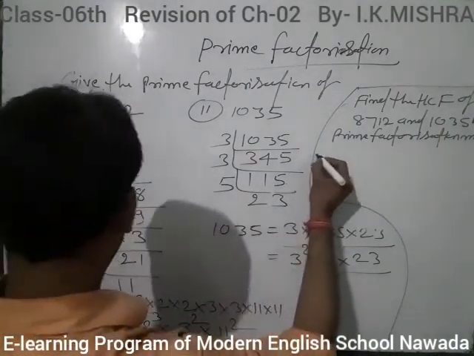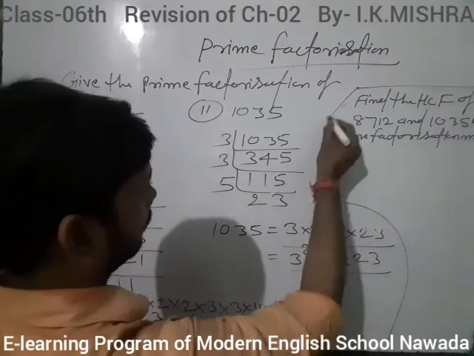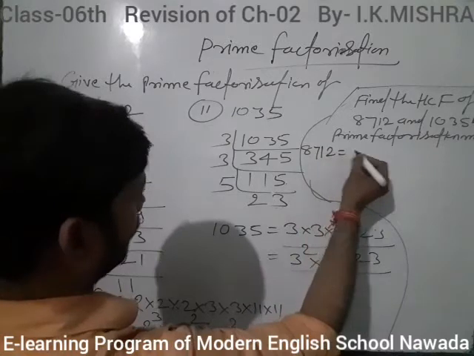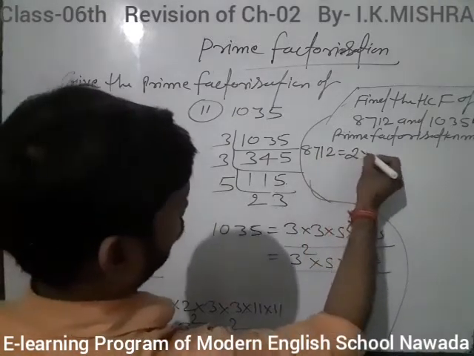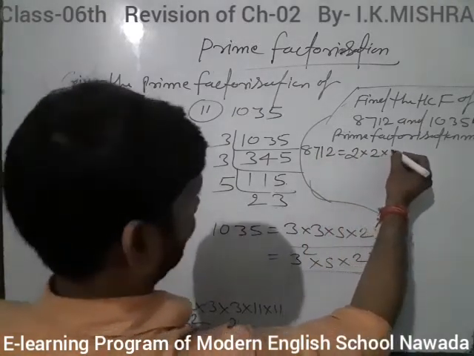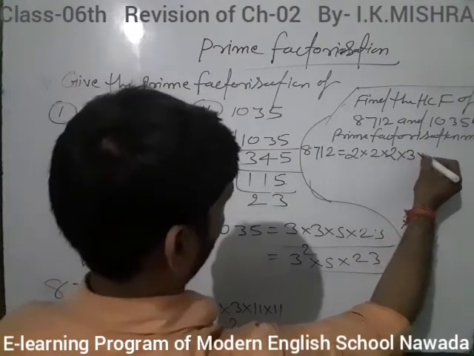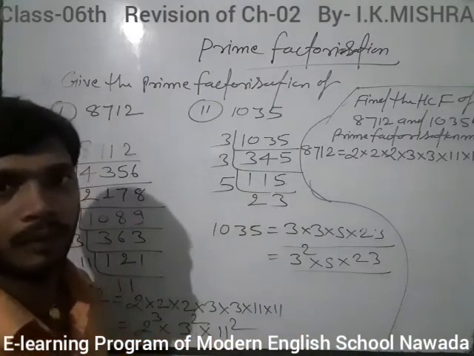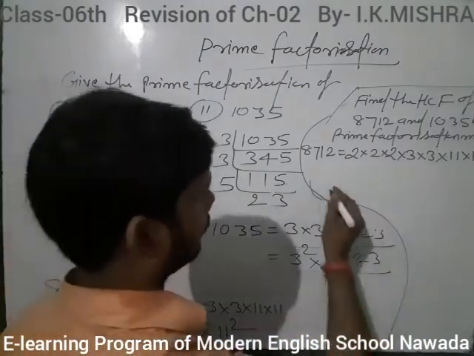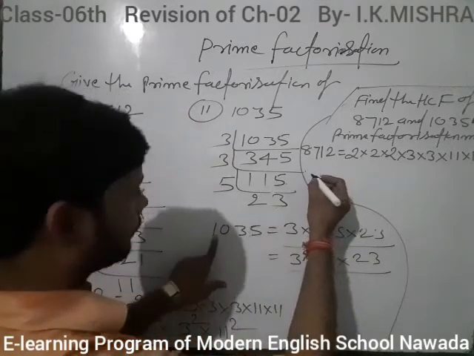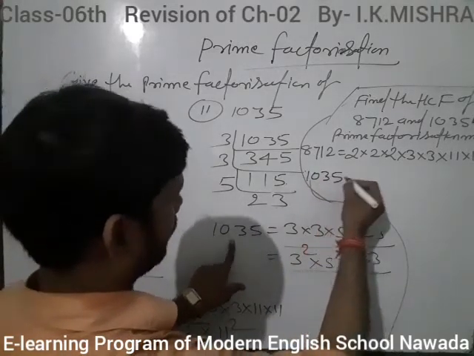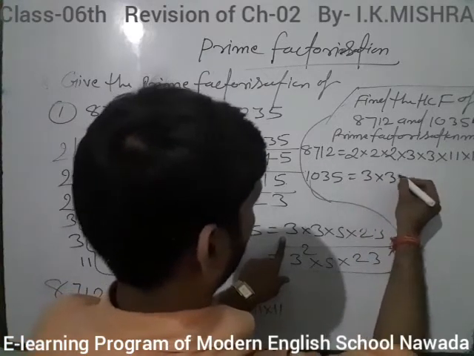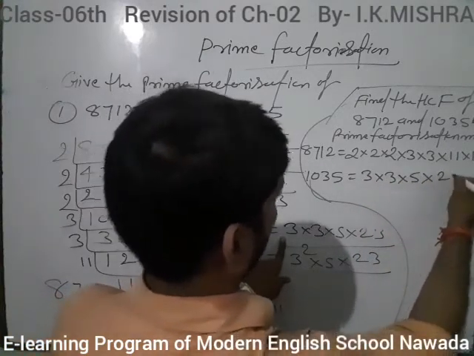8712 is equal to 2 into 2 into 2 into 3 into 3 into 11 into 11 into 11. Now write 1035 is equal to 3 into 3 into 5 into 23.